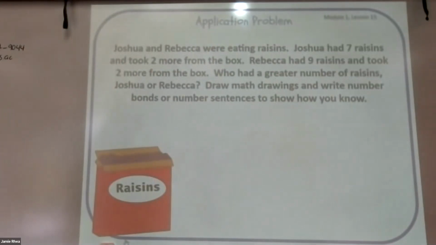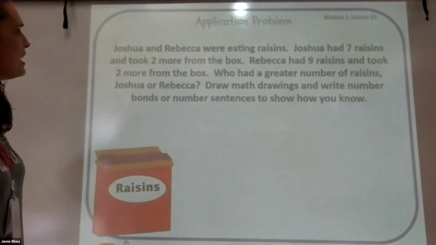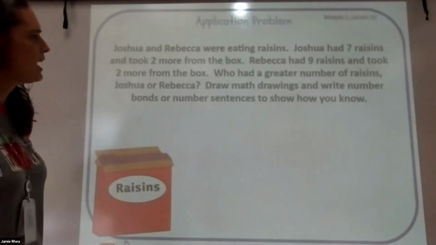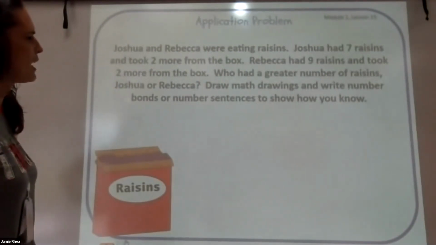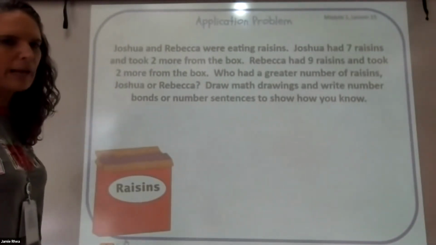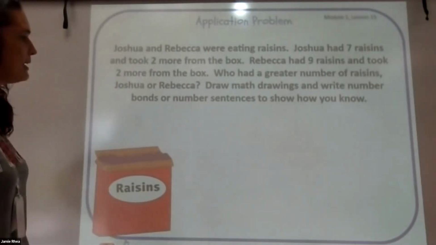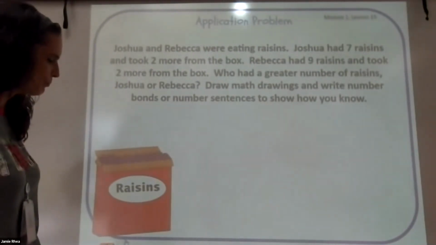Joshua and Rebecca were eating raisins. Joshua had 7 raisins and took 2 more from the box. Rebecca had 9 raisins and took 2 more from the box. Who had a greater number of raisins, Joshua or Rebecca? Draw math drawings and write number bonds or number sentences to show how you know.